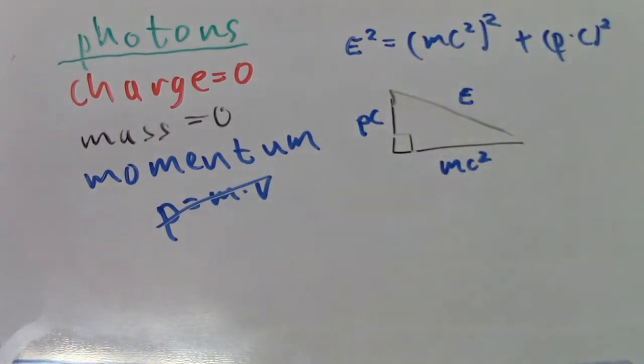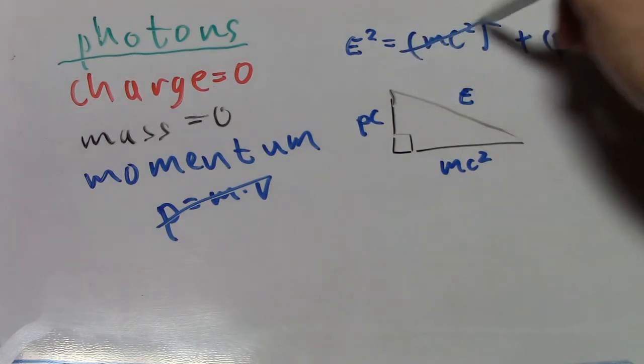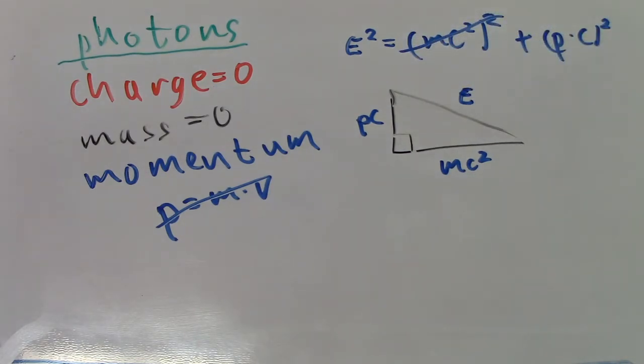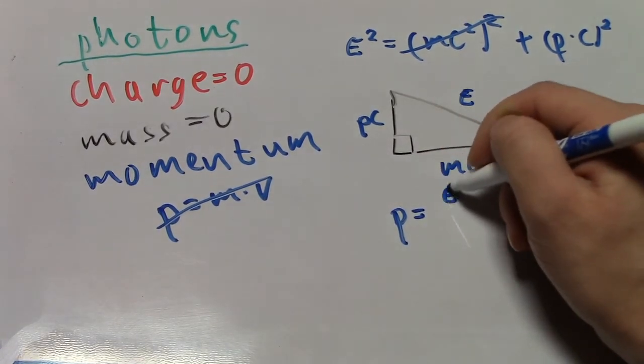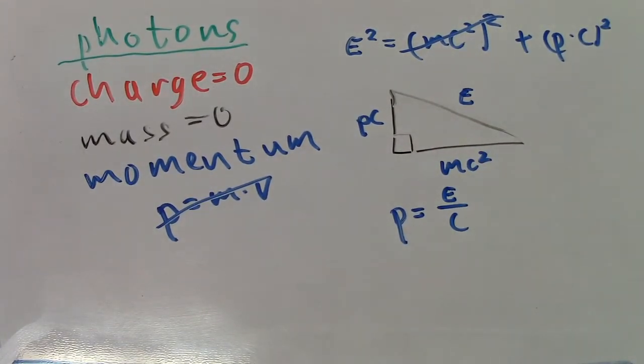Now, as I've already mentioned, the mass of a photon is 0, so we can just cross this out, and, doing a bit of manipulation, we find that momentum is equal to energy divided by the speed of light. And, as I've already shown, light does have energy and velocity.